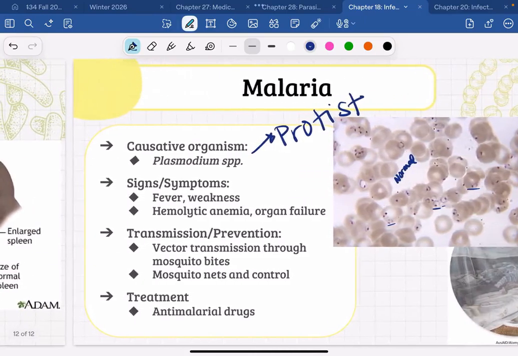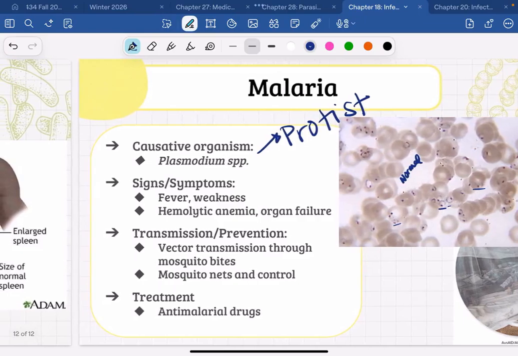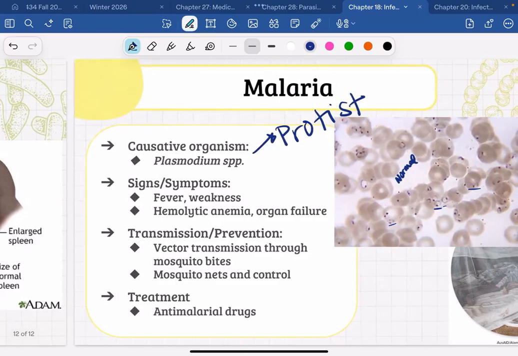There are anti-malarial drugs that do exist. They're expensive and they don't typically work very well, but they do exist.